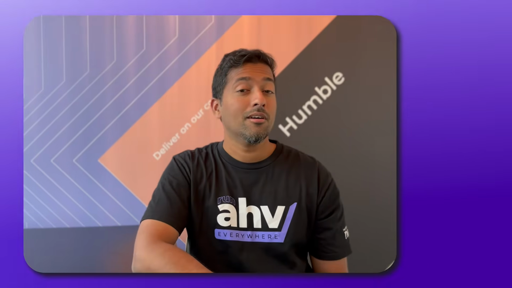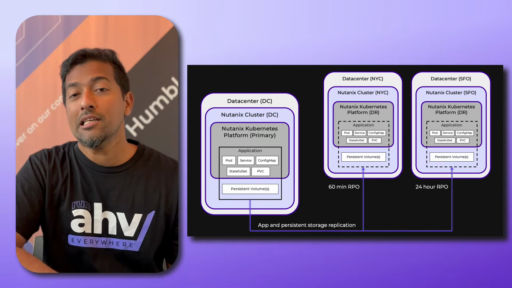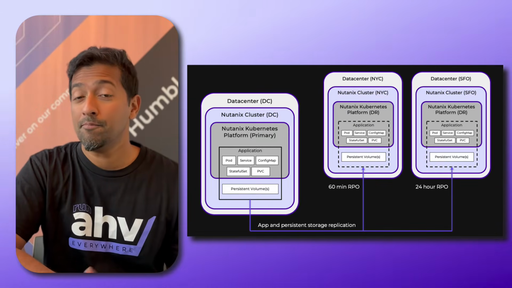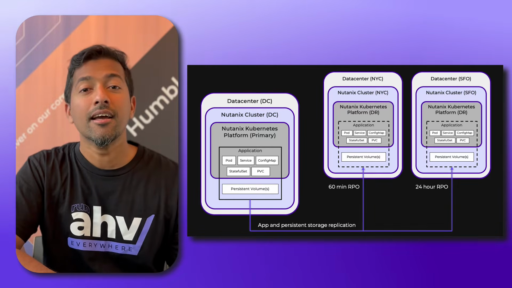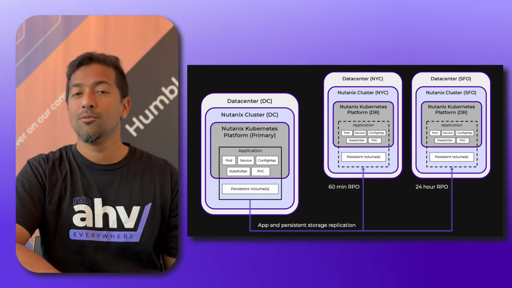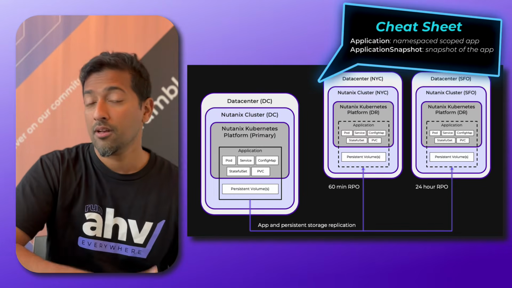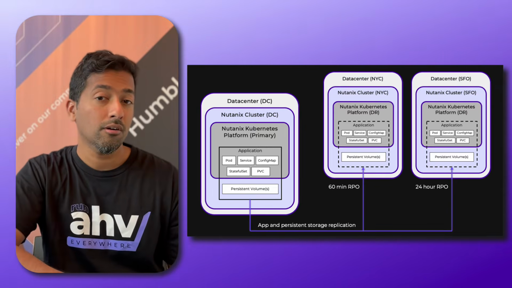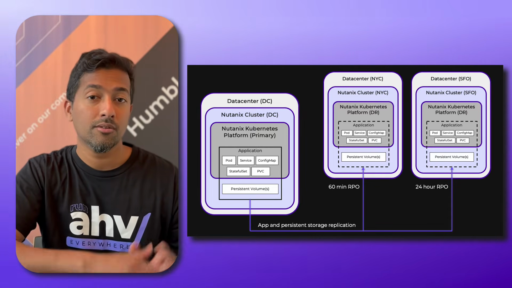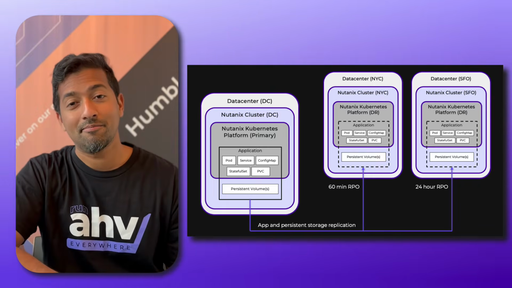As a quick recap, John Wick, our developer, has deployed the Robot Shop application in the Washington DC site. Using Nutanix Data Services for Kubernetes, or NDK, he then creates an application custom resource and an application snapshot custom resource. And now he wants to set up replication policies, an hourly replication to New York and a daily replication to San Francisco. So let's see how he can set that up using NDK.